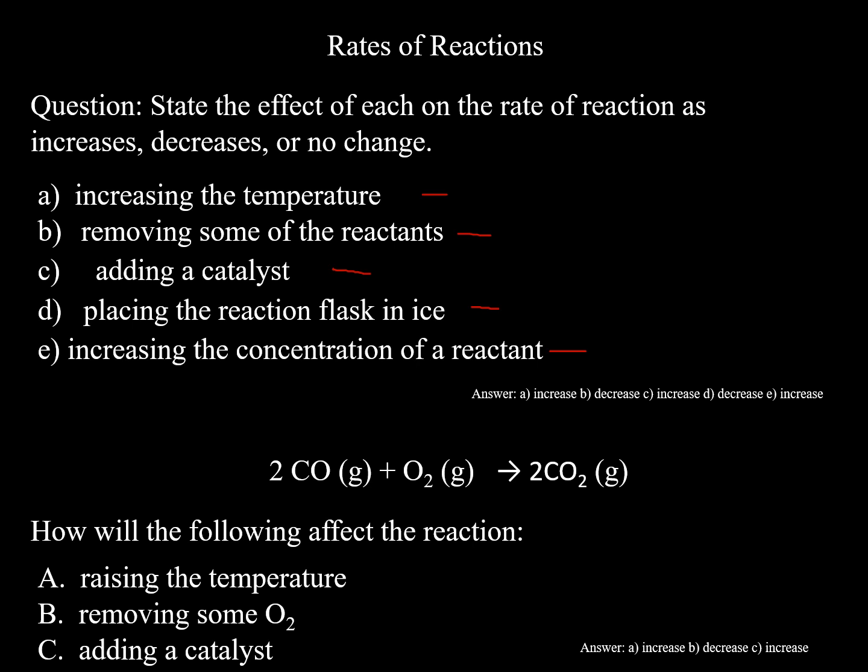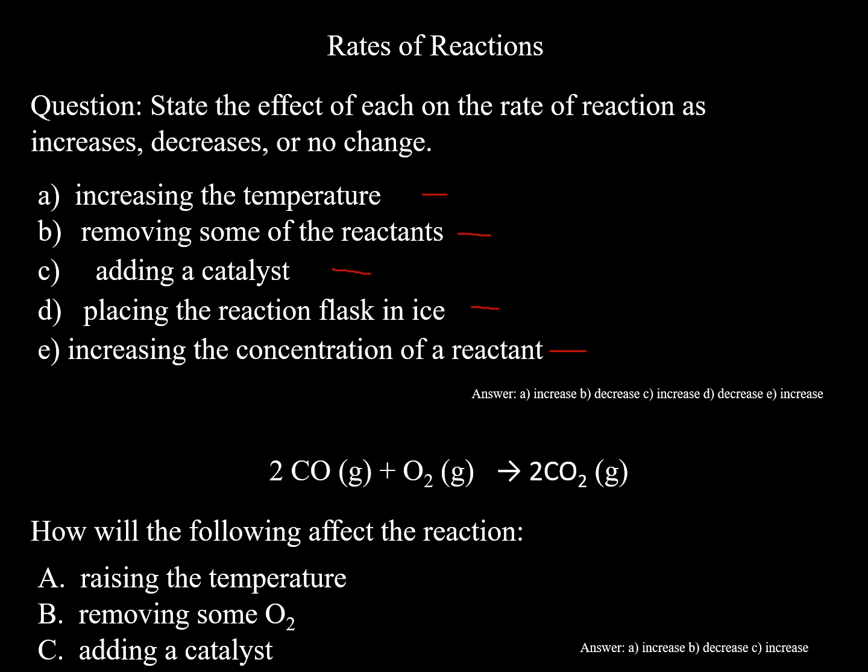The numerator will increase, the amounts of reactant increase as well. Therefore, there will be a higher chance of getting the correct orientation to reach our transition state and get our product. So for E, it would be increase.